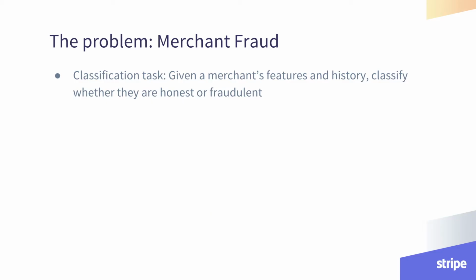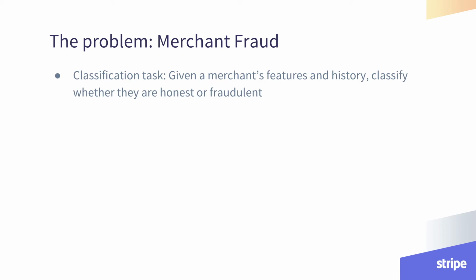So in machine learning terms, this is a pretty standard classification task to a first approximation. We're given a merchant's history, we form some features, and then we want to distinguish a fraudulent merchant who's stealing money from a good merchant who's building a business.